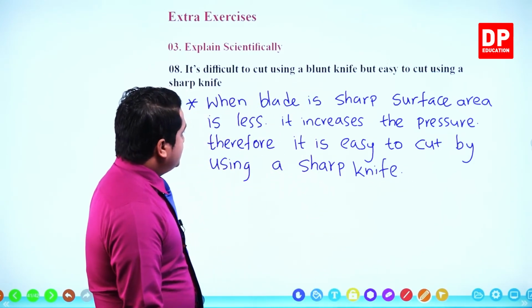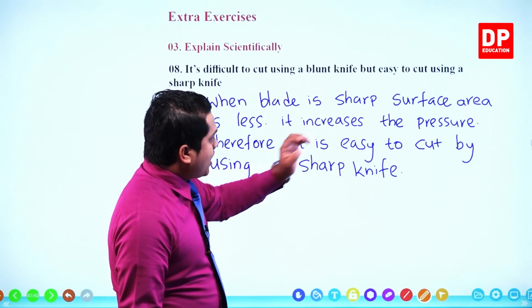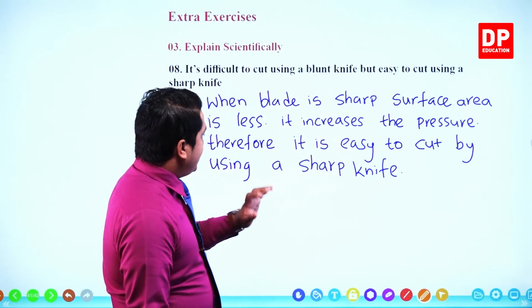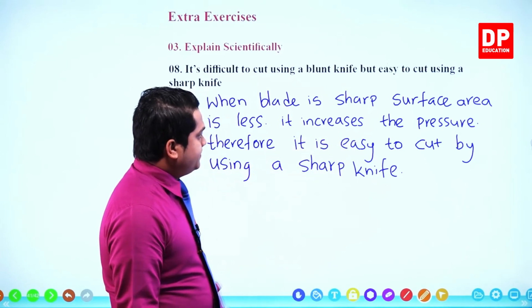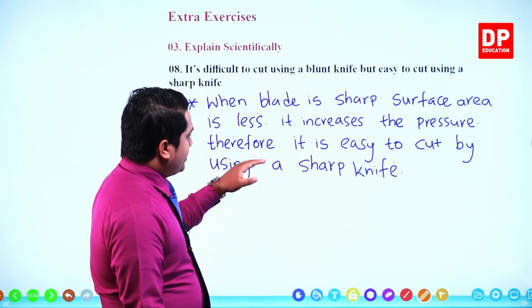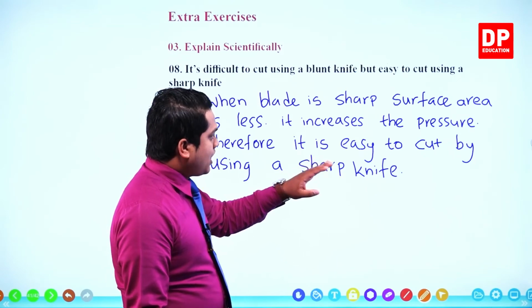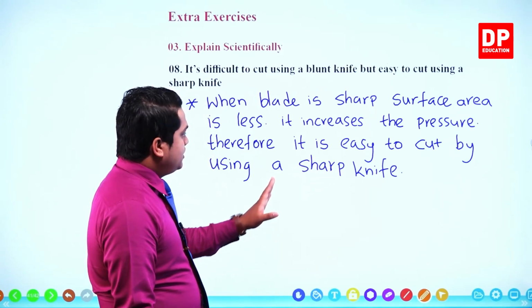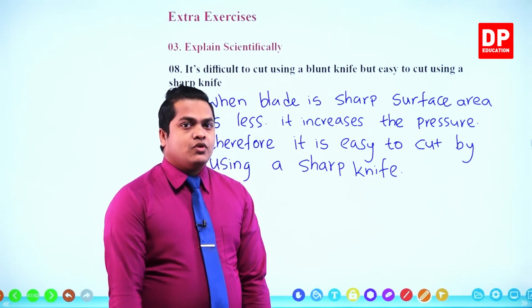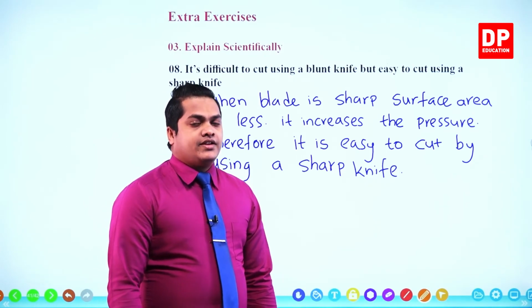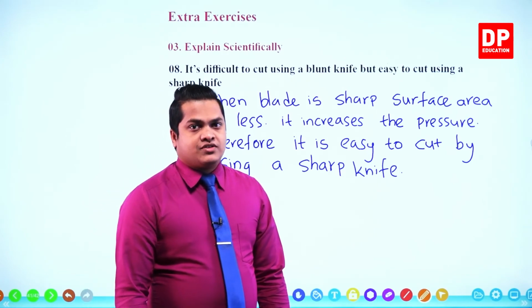Right. So when the blade is sharp, the surface area is less. It increases the pressure. Therefore, it is easy to cut by using a sharp knife as it produces more pressure. Right then. So these are the scientific explanations, my dear children.